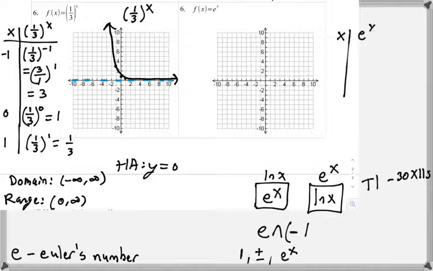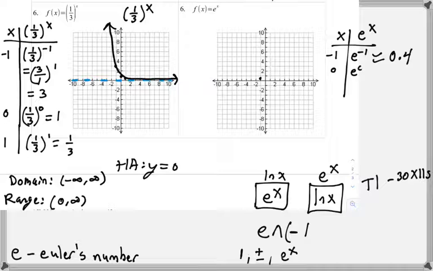So x and e to the x power. So -1 and e to the -1. When I evaluate e to the -1, I get about 0.367, something like that. I'm going to round it to 1 decimal place for graphing purposes, so it's going to be 0.4.